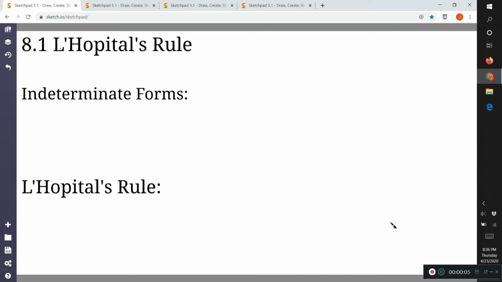Today we're going to start Chapter 8 and Section 8.1's on L'Hopital's rule. So a little bit of background. If you remember, at the beginning of the year we discussed the concept of limits. We then used limits to define something called a derivative. Spent most of first semester talking about derivatives. Most of second semester we've been talking about antiderivatives and their relationship to the integral.